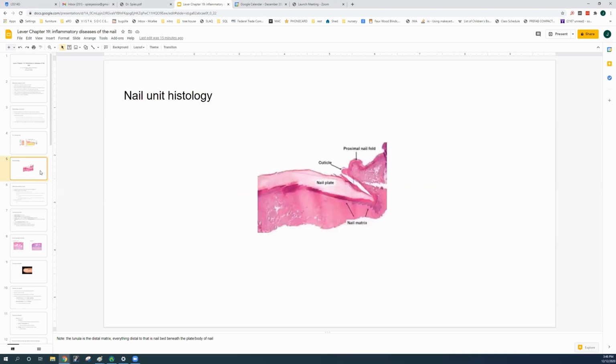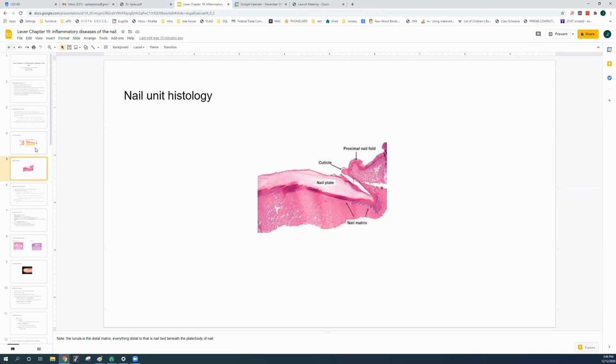Here's what it looks like under the microscope. And this image is actually flipped from the last one. But you can see here we've got the proximal nail fold. It looks like an isthmus coming out here. A little bit of the cuticle. And then here's the nail matrix that makes the nail plate that sits on top of the nail bed. And then here is the onychodermis.